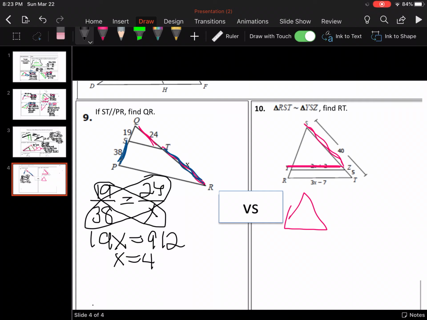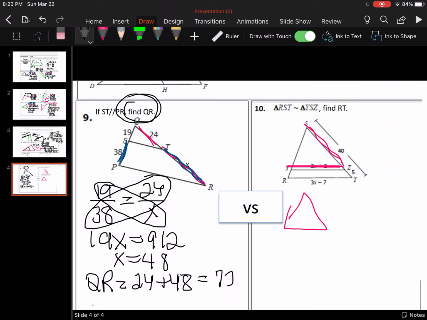X is 48. Now, the previous problems said to solve for x. This one says find QR. So QR is going to be the 24 plus that 48, which is 72. Okay, so again, QR is this whole thing. By the way, totally missed this. ST is parallel to PR, which means that's why we were allowed to do this proportion.